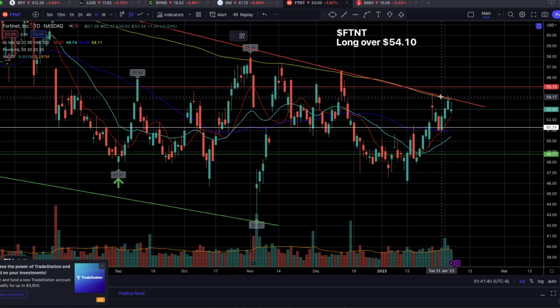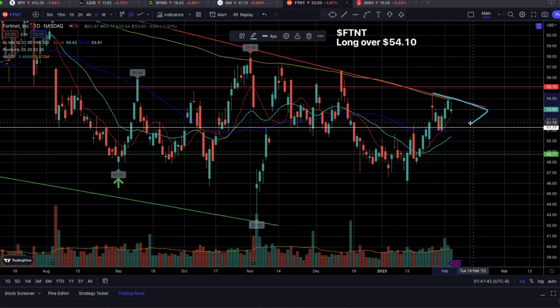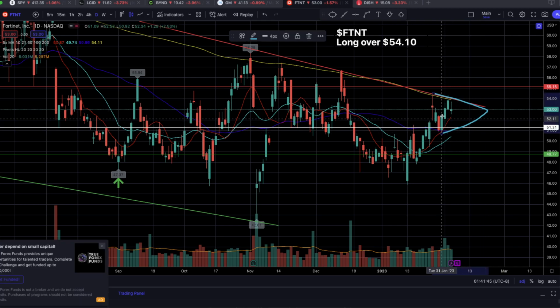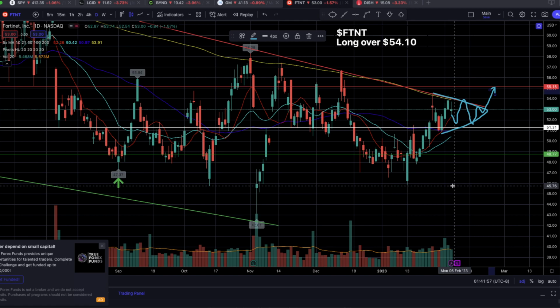So let me give you guys a little tiny hint here, right? This is what I'm expecting to see, where the price is constantly oscillating and eventually it decides to break over 54 as the price gets really compressed and the volume becomes very, very low.